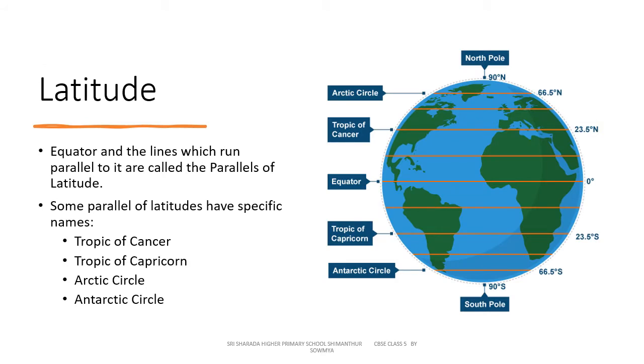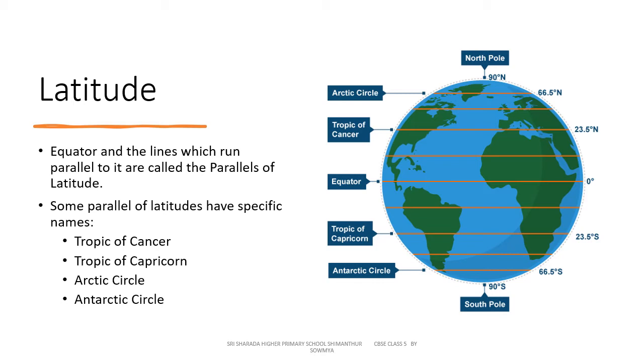Latitude. The equator and the lines which run parallel to it are called the parallels of latitude. The equator divides the earth into two equal halves. These are the northern hemisphere and the southern hemisphere. The equator represents the 0-degree latitude.